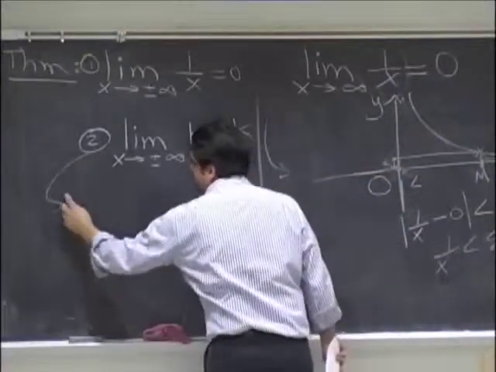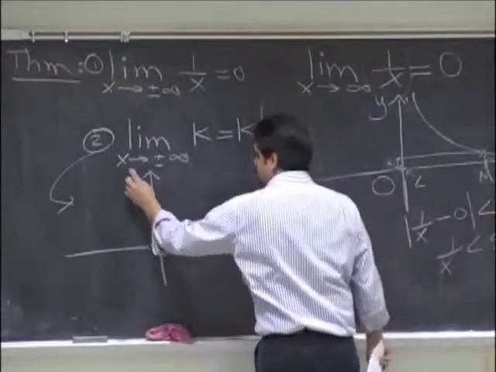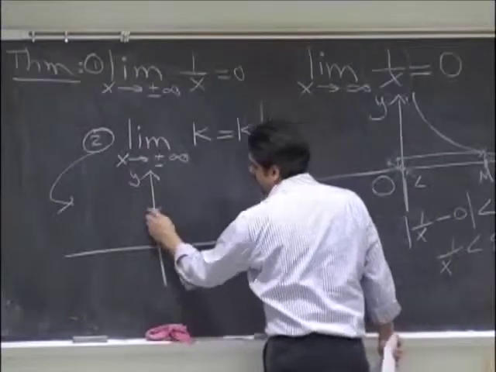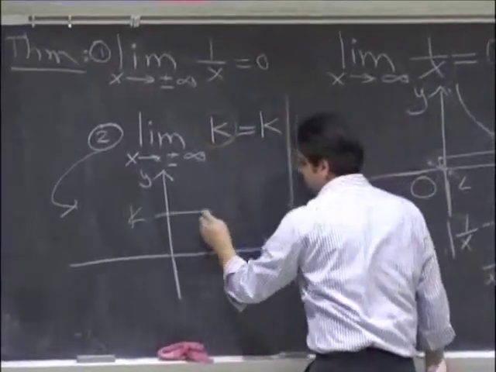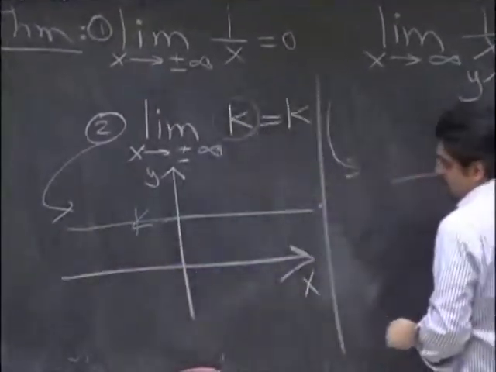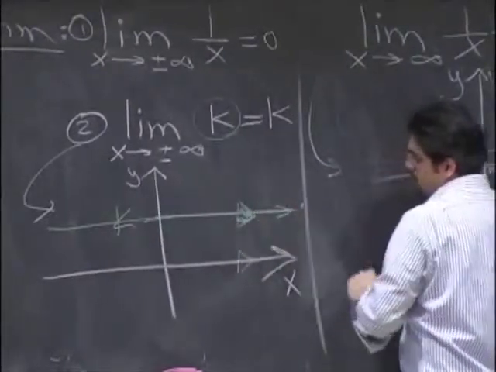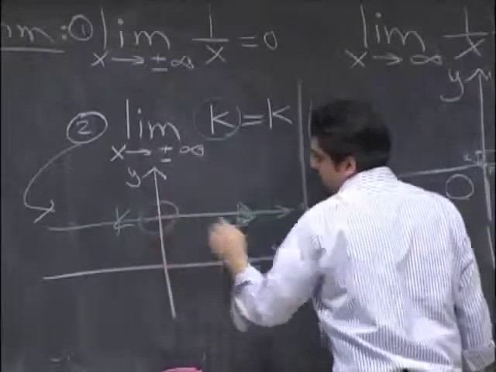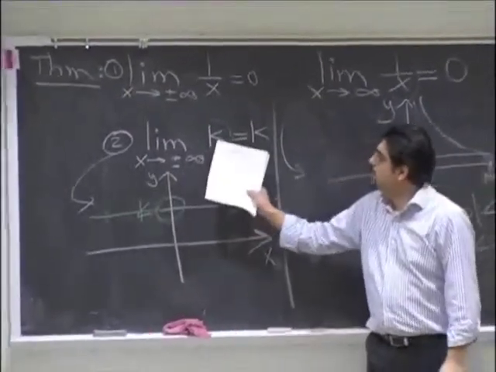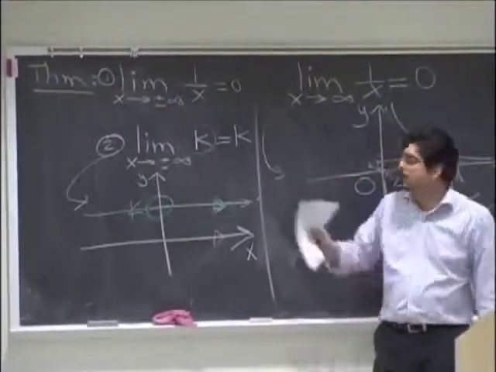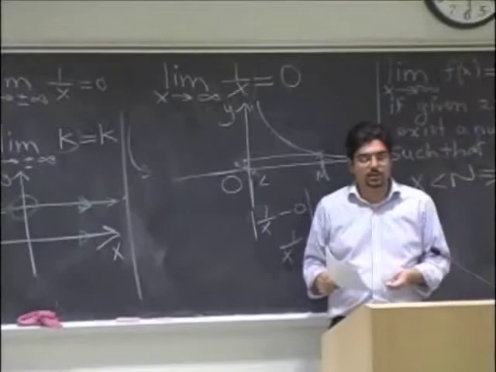Let's look at a picture for part 2. Say we have a constant here, k. The graph of y equals k is a horizontal line. And as x gets larger and larger, we're just traveling to the right, and as we do that, our y values are still k. Same thing on the left side. So the limit as x goes to infinity of a constant is just the constant. These two theorems together will help us evaluate infinite limits for a lot of different complicated functions.